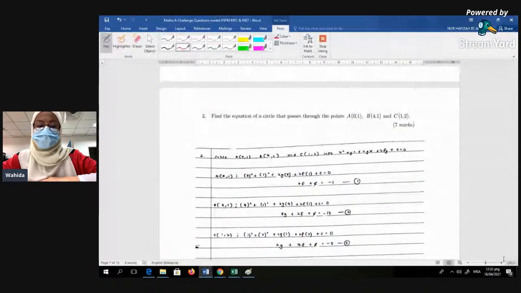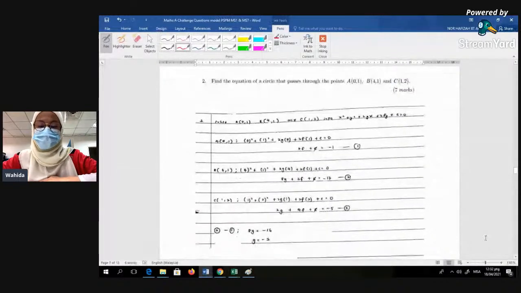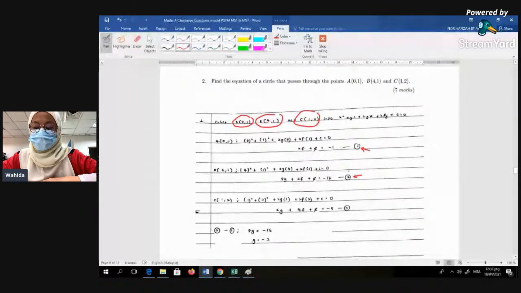Okay, so soalan seterusnya, section B nombor 2. Soalan ni bagi kita 3 koordinat, lepas tu dia suruh kita cari equation of circle. Mula-mula kita kena substitute 3 koordinat tu. Lepas tu kita akan dapat 3 equation yang berbeza. 2F tambah C sama dengan negatif 1. Yang kedua 8G tambah 2F tambah C sama dengan negatif 17. Lepas tu equation yang ketiga 2G tambah 4F tambah C sama dengan negatif 5.